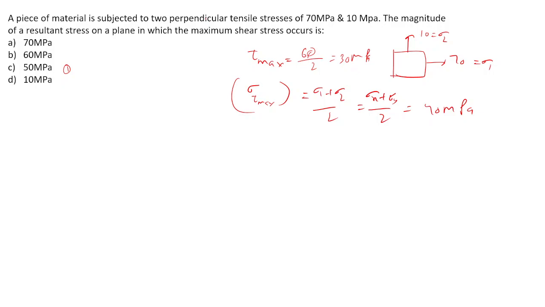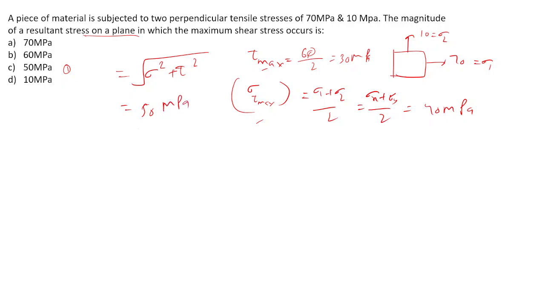And we have to tell the resultant stress. Resultant stress means this is the shear, this is the normal. So root of 30 square plus 40 square, root of sigma square plus tau max square. So it would be 30, 40, which means 50.